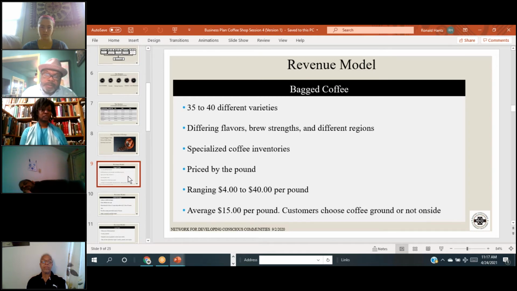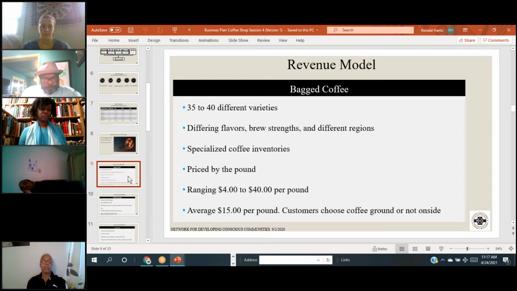Some coming from South America, some coming from Africa, some coming from Jamaica, different kinds of coffee beans, which offer different flavors, different brew strengths. Again, as I said, coming from different regions. And so how do you price that by the pound? The coffee that's grown probably in Kentucky versus the coffee that's grown in Jamaica.